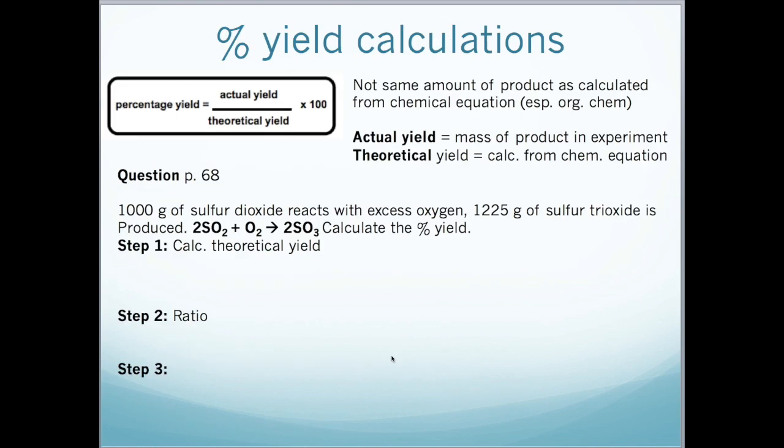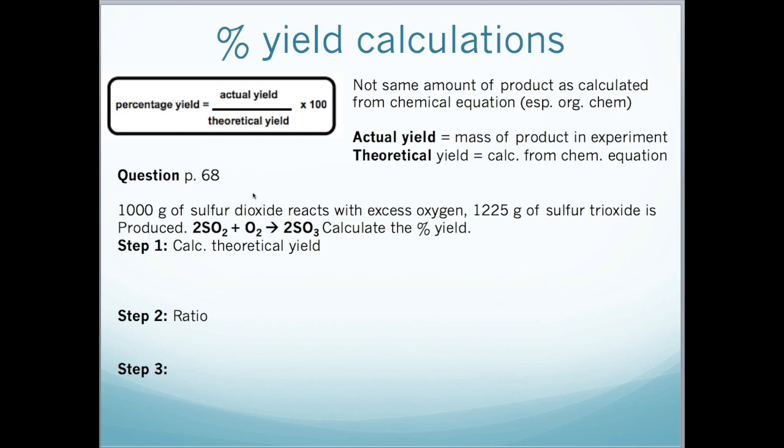Other things we need to be aware of are percentage yield calculations and atom economy. So sometimes we may be asked to calculate the percentage yield, and to do that we take the actual yield, divide that by the theoretical yield times 100. So the actual yield is the mass of the product that we obtain from the experiment, and the theoretical yield is what we calculate from the chemical equation.